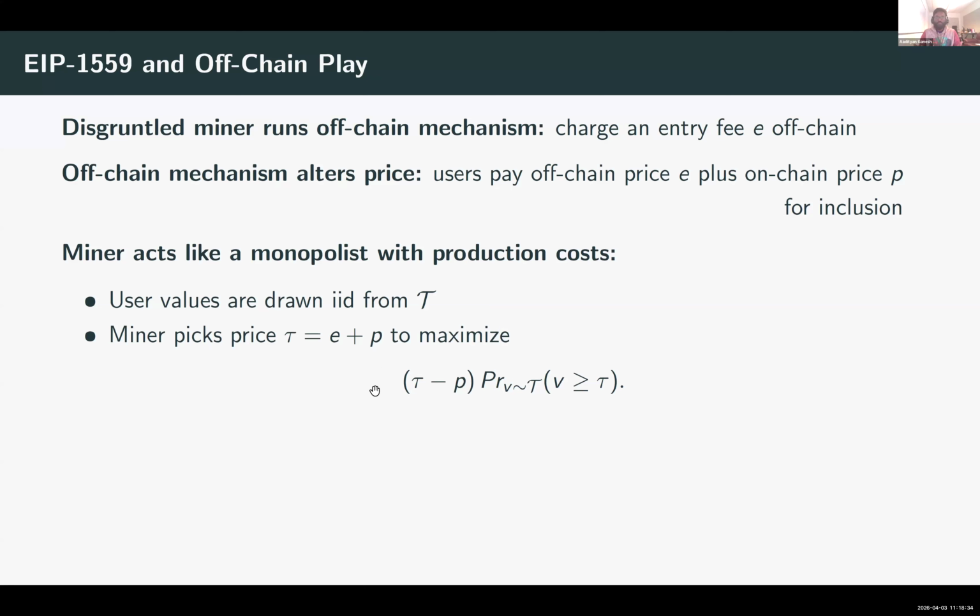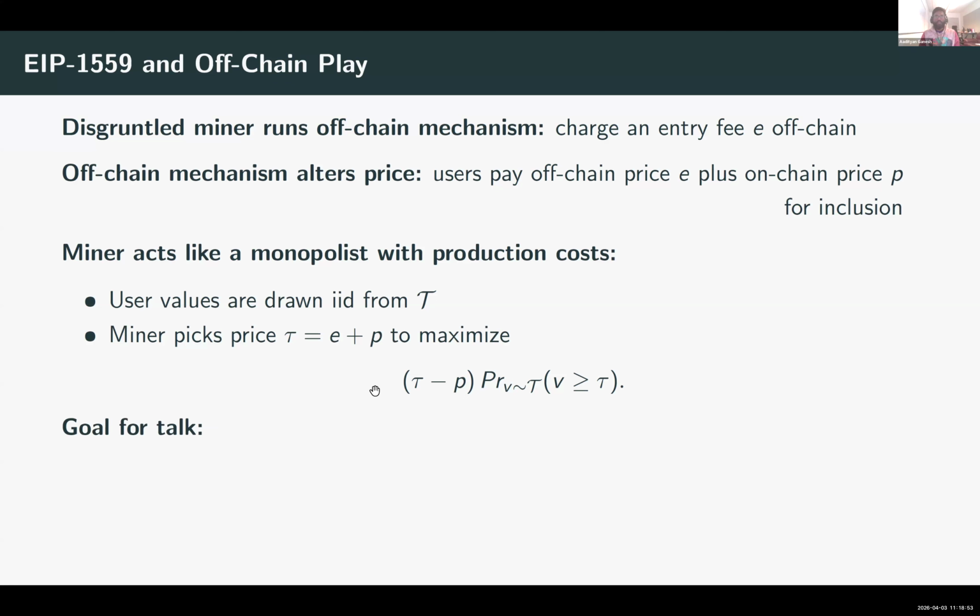It is also straightforward to see that because it is a posted price mechanism, how you allocate one user does not really change the revenue that you get from a different user. So the miner just optimizes this from a single user perspective, and this is what the miner's optimal off-chain play is going to look like.